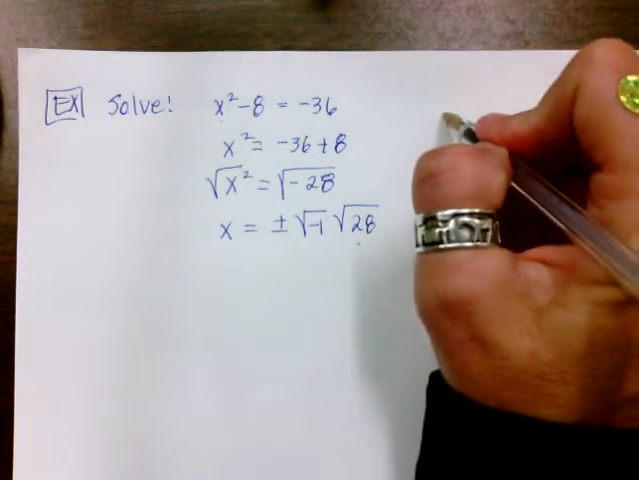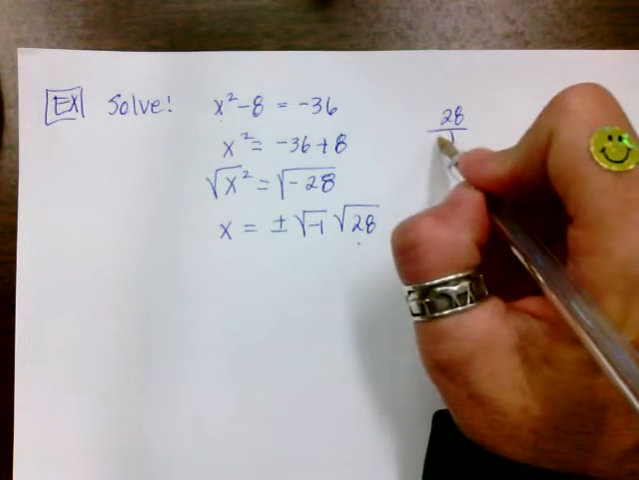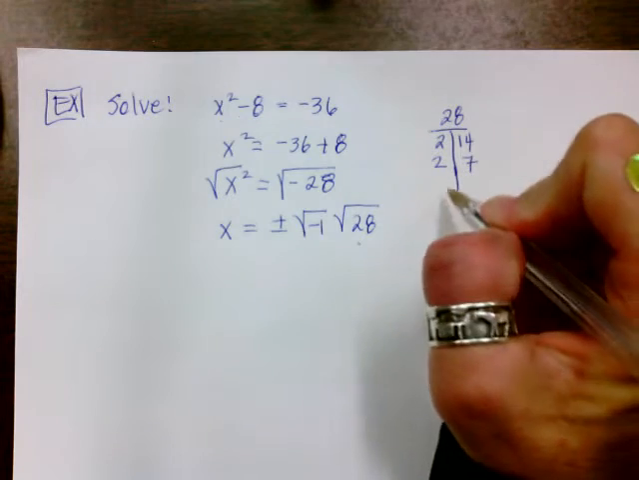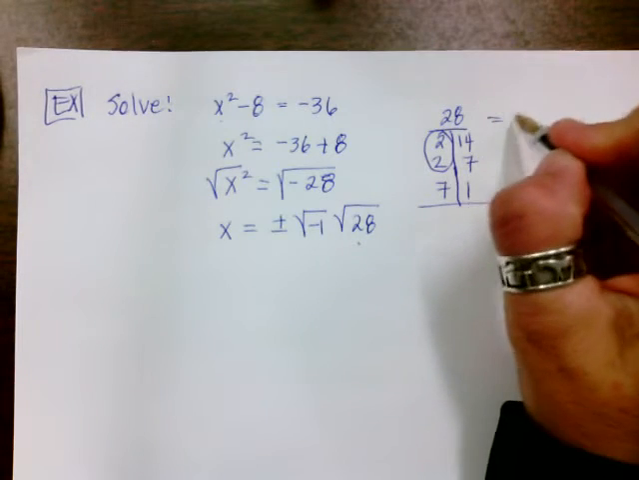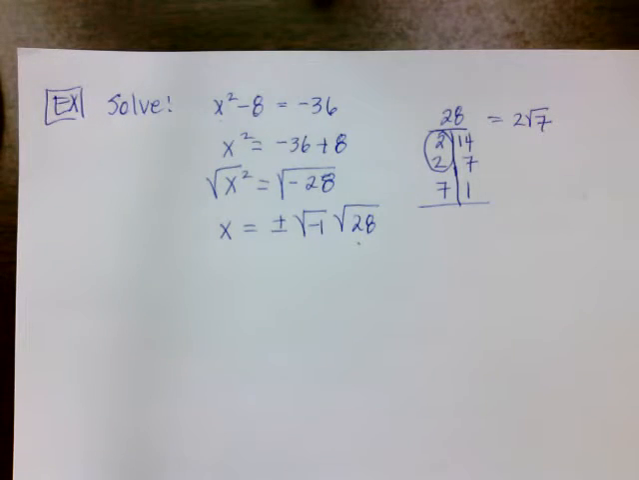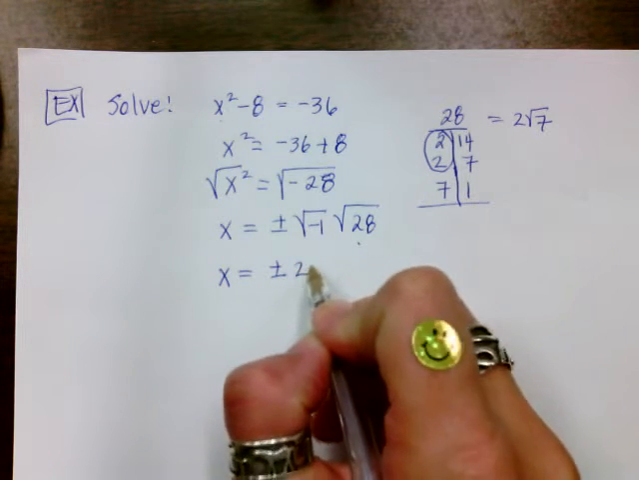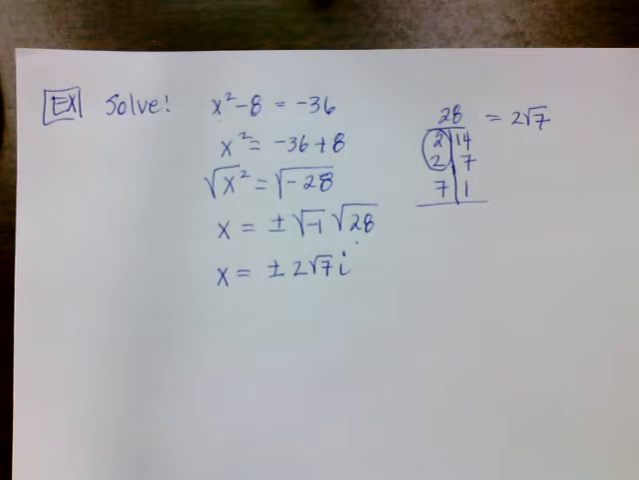I'm going to reduce 28 with my t that we learned a couple of days ago. So 2 goes into 28 14 times, 2 goes into 14 7 times, 7 goes into 7 once. There are my buddies, those get to go outside. So it reduces to be 2 radical 7. So now my solution is plus or minus 2 radical 7 i. So yes, you can actually take the square root of a negative number, and I manage that by introducing the variable i.